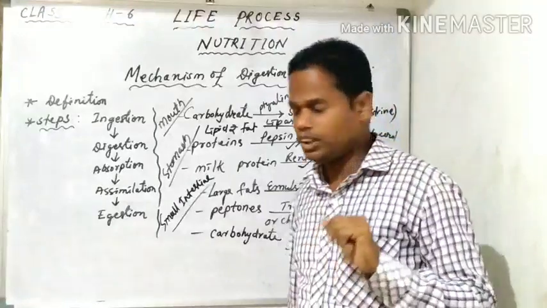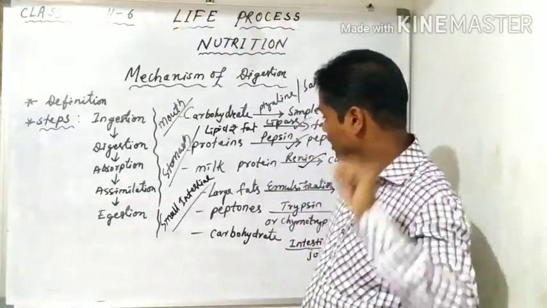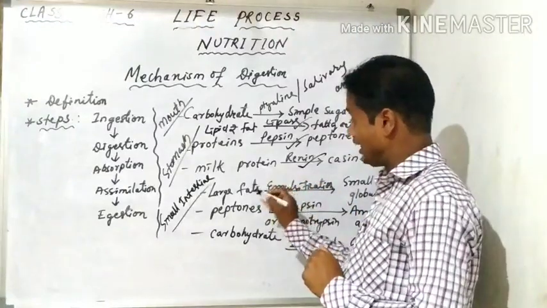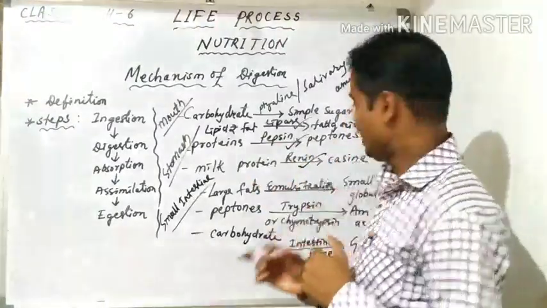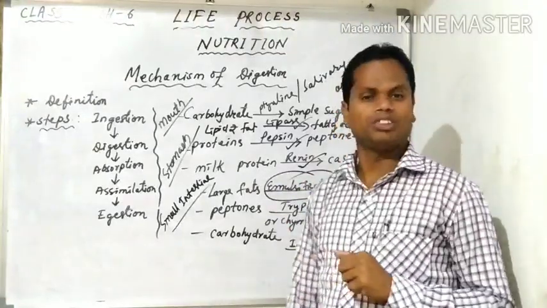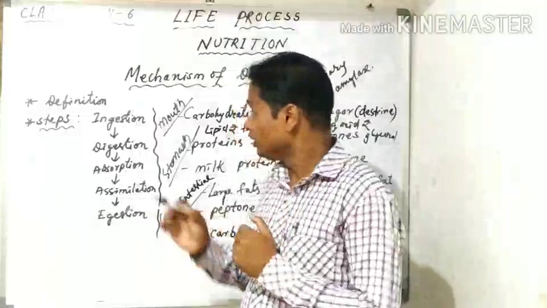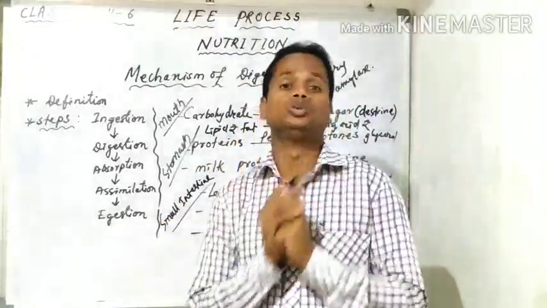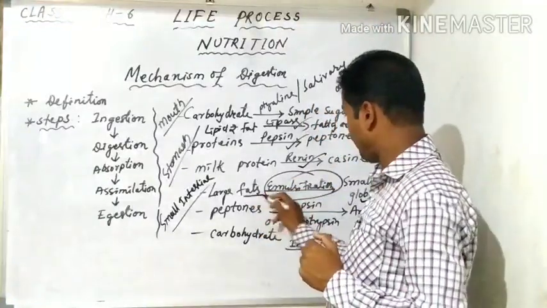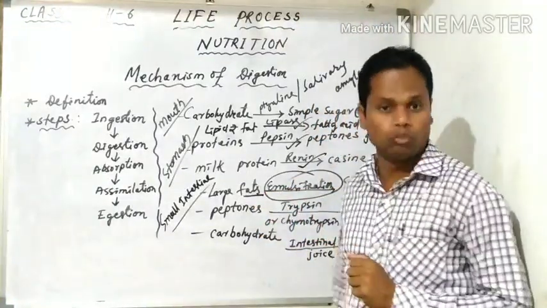In the duodenum, at first what happens? The large fats are converted into small globules by the process of emulsification. I told you, the liver secretes bile juice. That bile juice converts the fats into small fat globules.